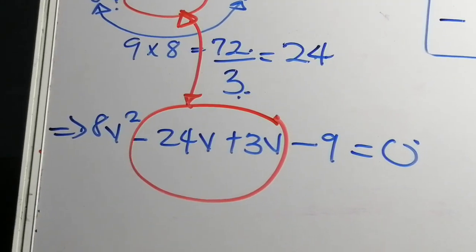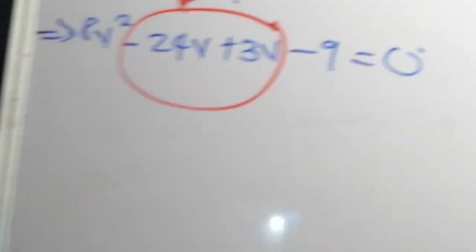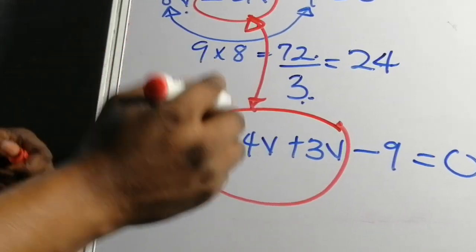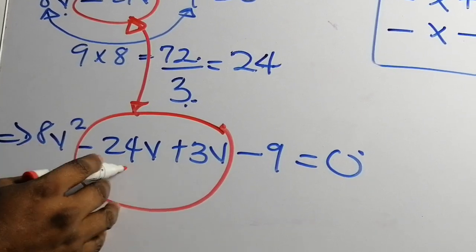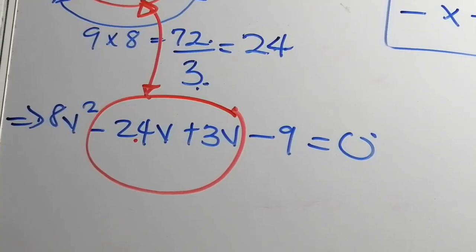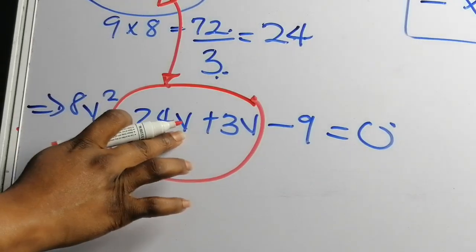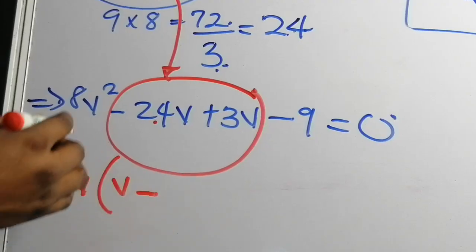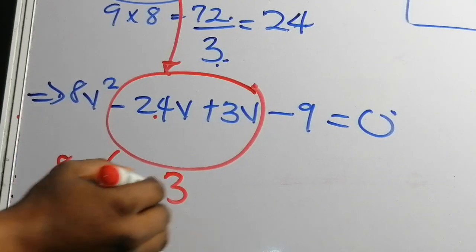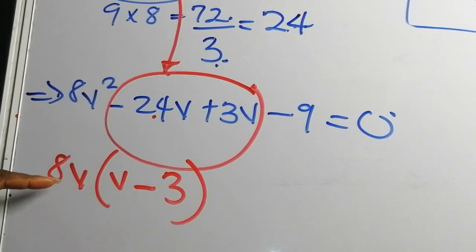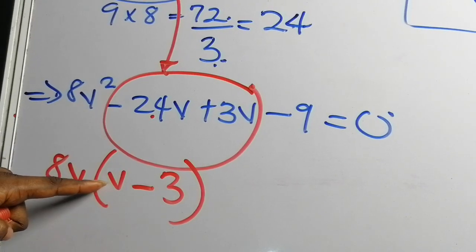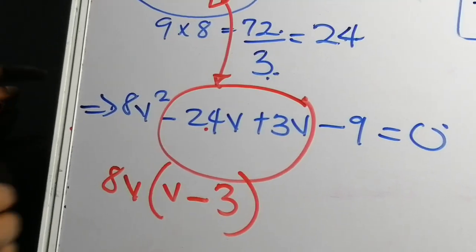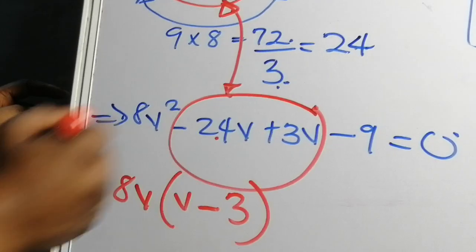I'm repeating this now so that you won't get confused. You understand how this is being done in factorization. It's not hard at all. It's just the basics that you need. Now, if you look at this very well, 8 can go in 24. 8 times 3 is 24. I bring 8 out. V is also common. I bring V out. So here it will remain v minus 8 times 3, that's 24. Do you see it now? 8v times v will give us 8v square. 8v times 3 will give us 24v. Very simple.